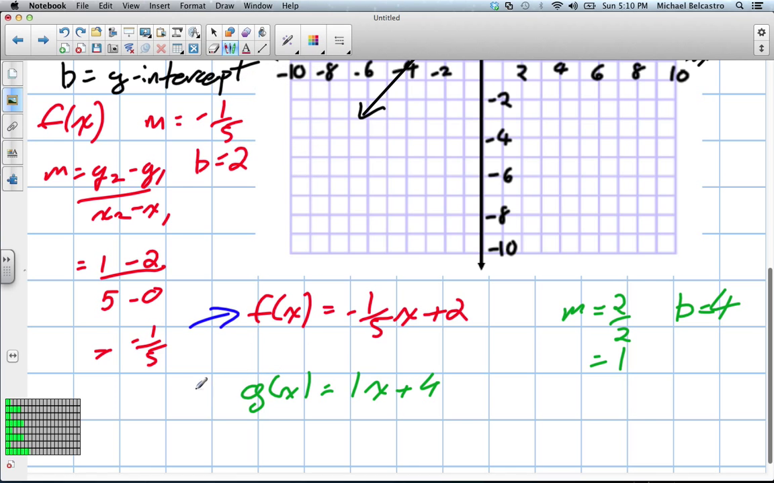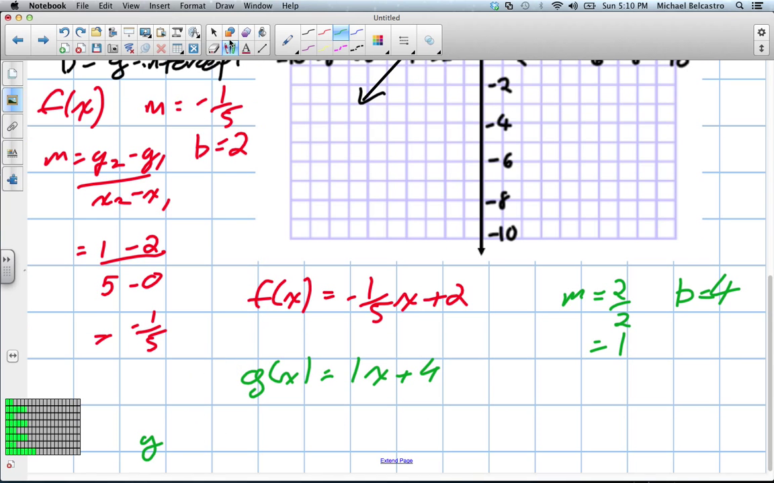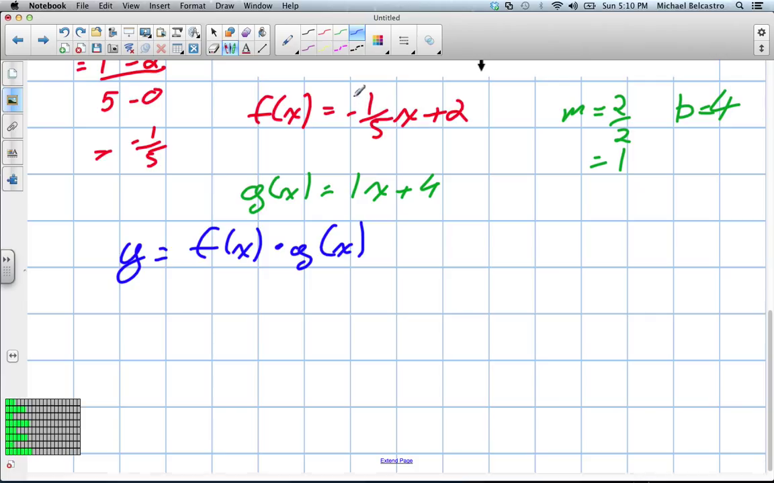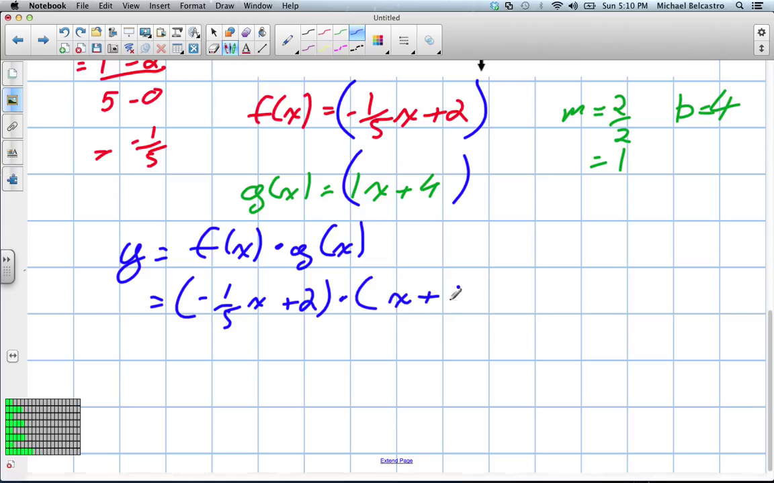Once we found the equations of both lines, we now go about multiplying the two equations. So for our new function, when we go to graph it, y is equal to f at x times g at x, right? Well, we just plug those equations in. I plug this in for f at x, so I get negative 1/5 x plus 2, times g at x, which is x plus 4.